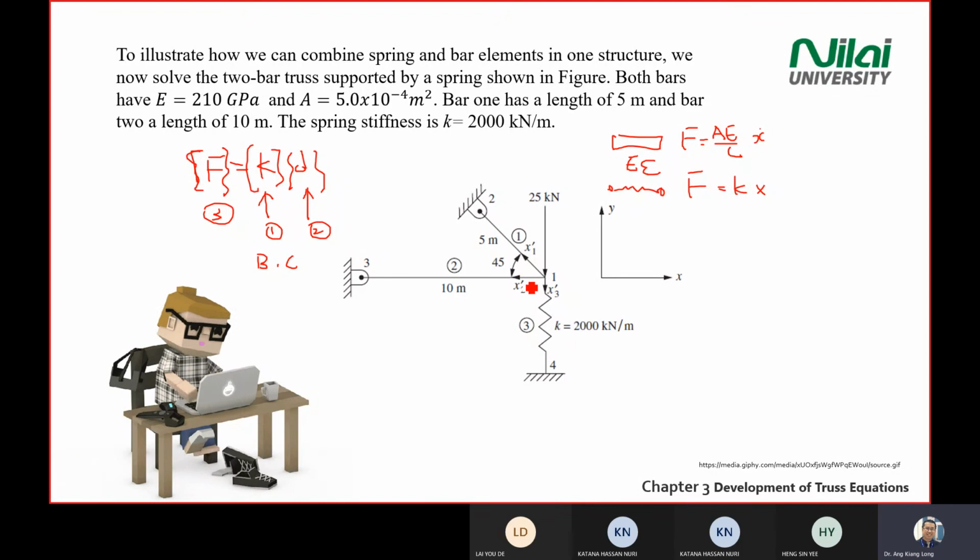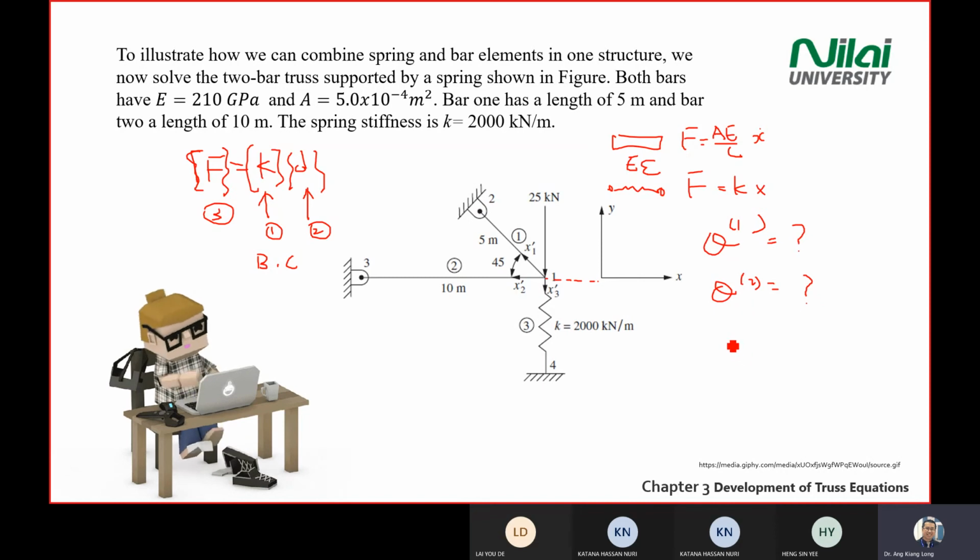Okay, now I'm going to ask a question about theta. Theta for element 1, what is the value? Theta for element 2, what is the value? Theta for element 3, what is the value? Okay, I'm going to ask Katana, you answer for the first one. Lai, you answer for the second one. Singi, you answer for the third one. Okay, Katana, what is the angle for element 1?